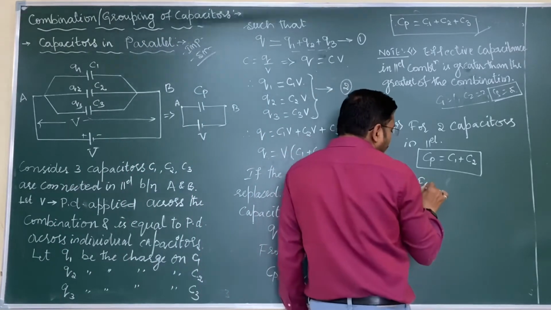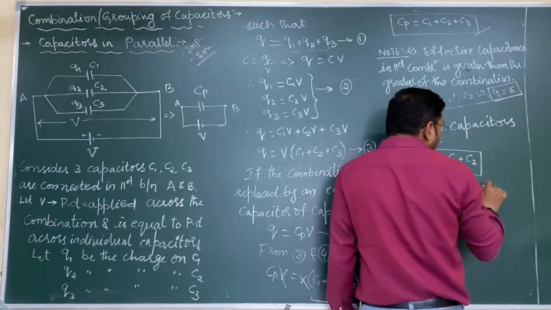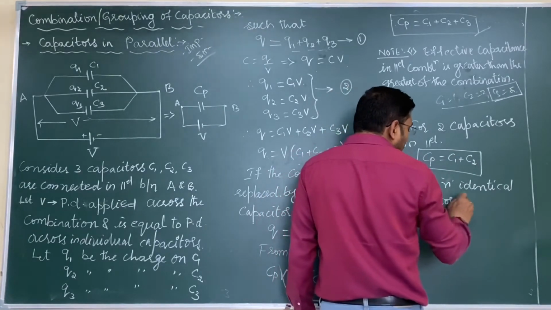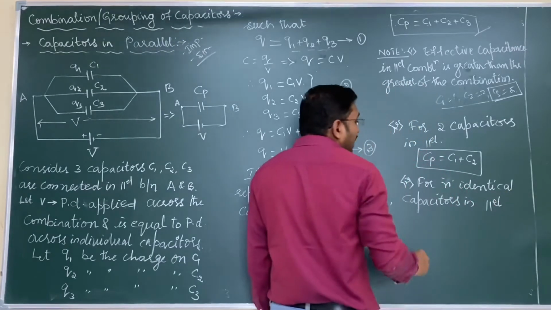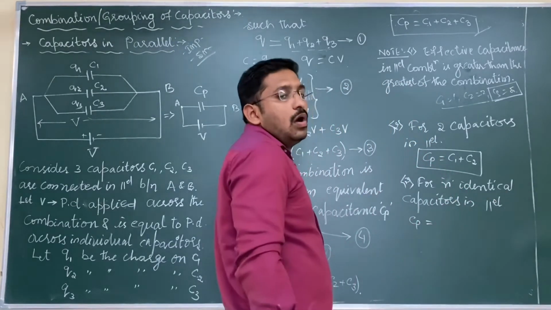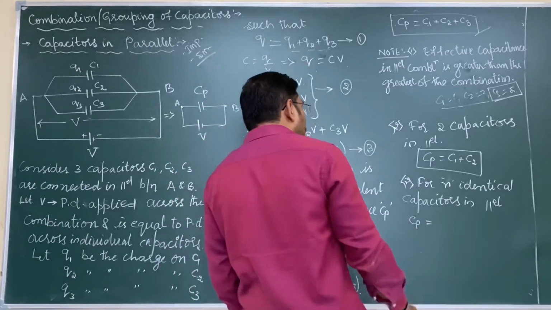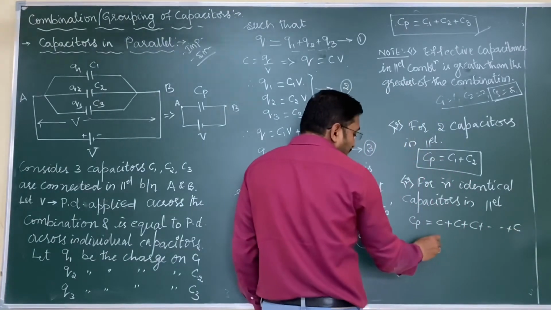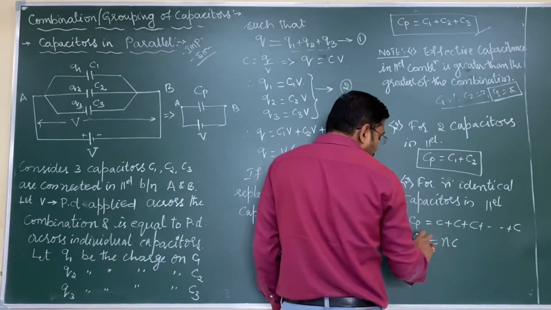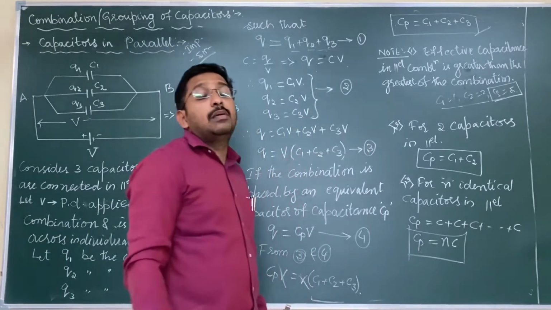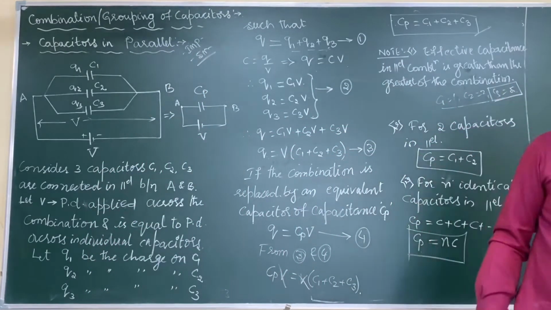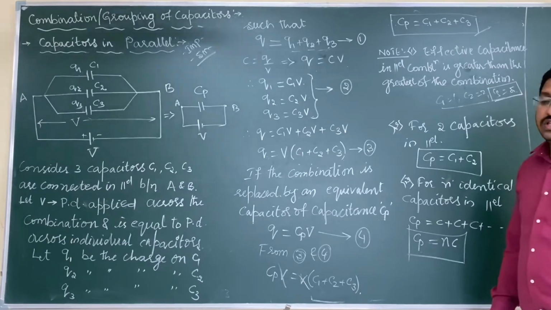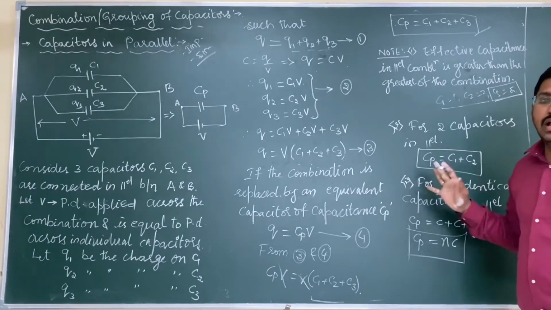Next, for n identical capacitors in parallel. Identical means all of them have the same value of C. C1 is C, C2 is C, C3 is C, and so on, Cn is C. That is, Cp is equal to n into C. It means you multiply the number of capacitors by the value of each capacitance, and you will get Cp. Cp is equal to n into C. Okay, I hope you understood this.